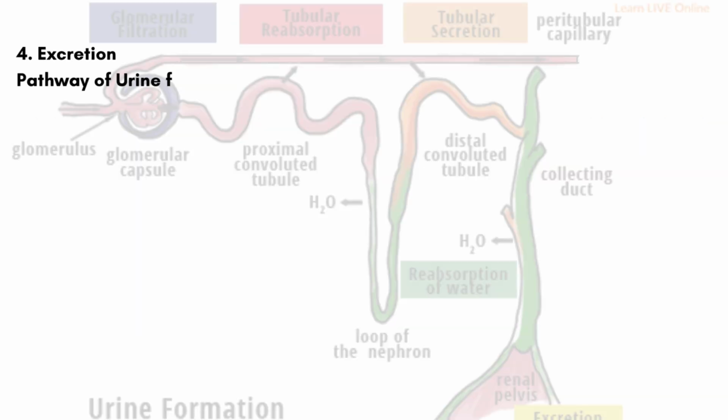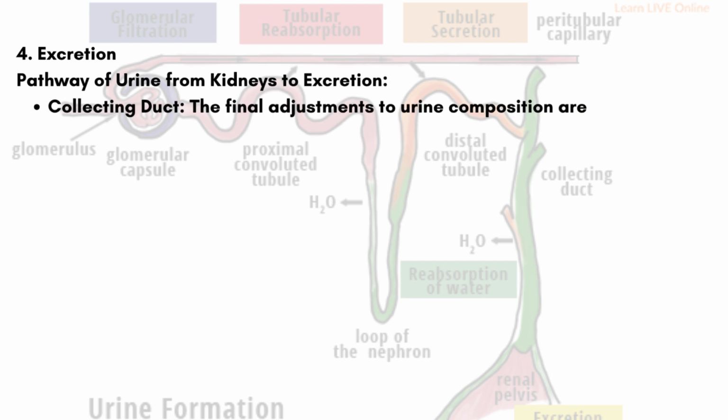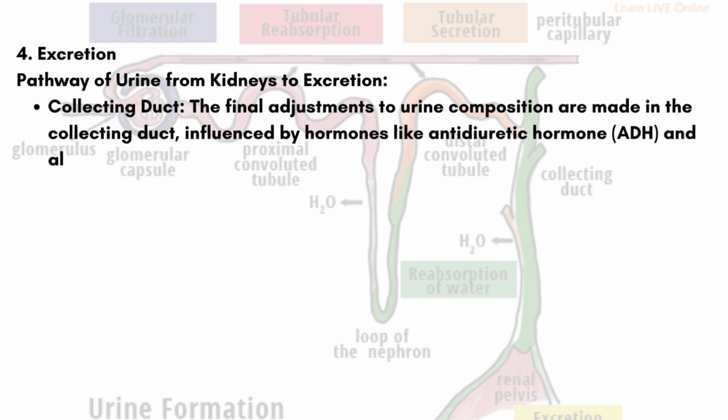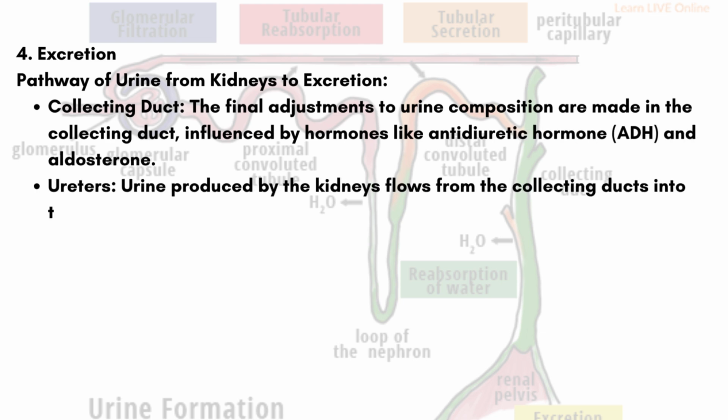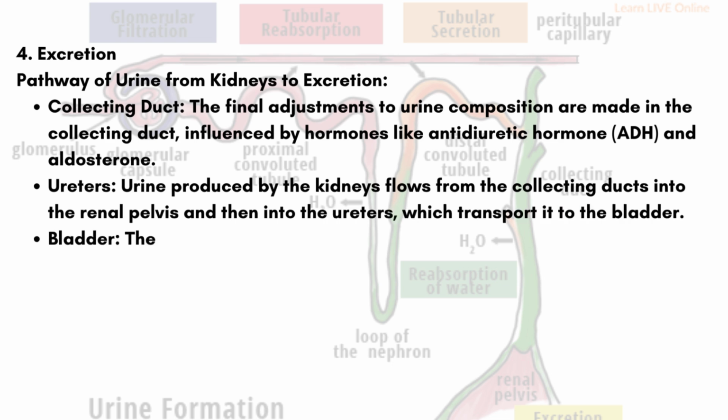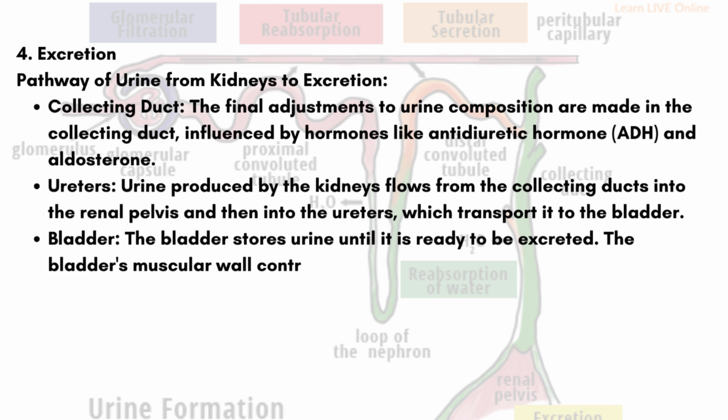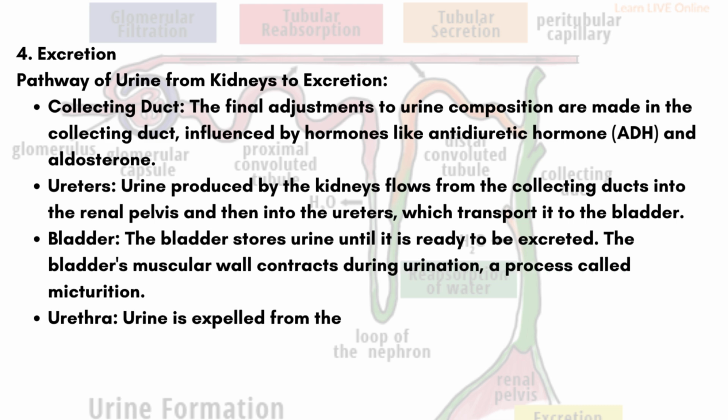4. Excretion. Pathway of urine from kidneys to excretion. Collecting duct. The final adjustments to urine composition are made in the collecting duct, influenced by hormones like antidiuretic hormone, ADH, and aldosterone. Ureters. Urine produced by the kidneys flows from the collecting ducts into the renal pelvis and then into the ureters, which transport it to the bladder.